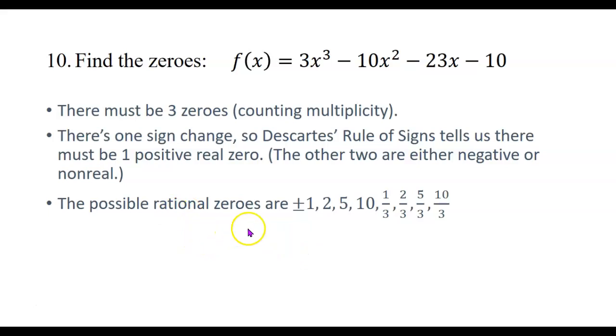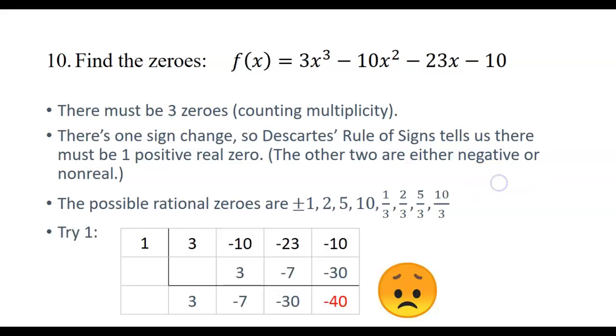And the possible rational zeros have to be a factor of the constant term over a factor of the leading coefficient. So that means the possibilities are positive or negative 1, 2, 5, 10, 1/3, 2/3, 5/3, or 10/3. So now that we have some idea what might work, let's try one of these.